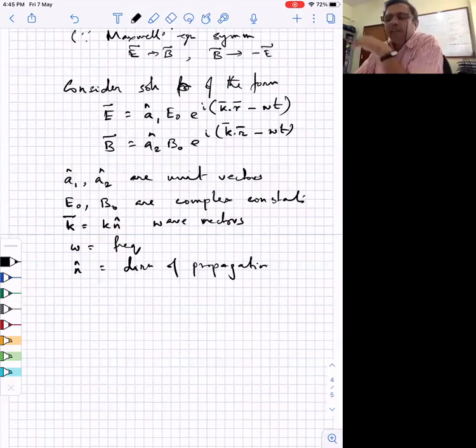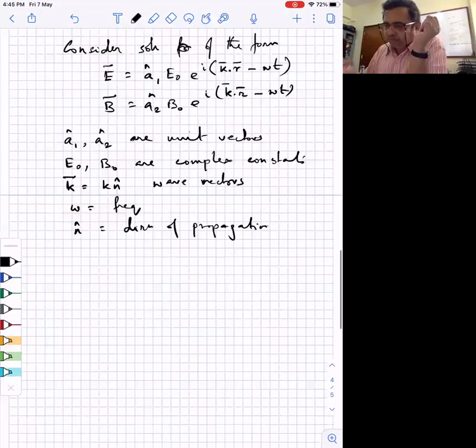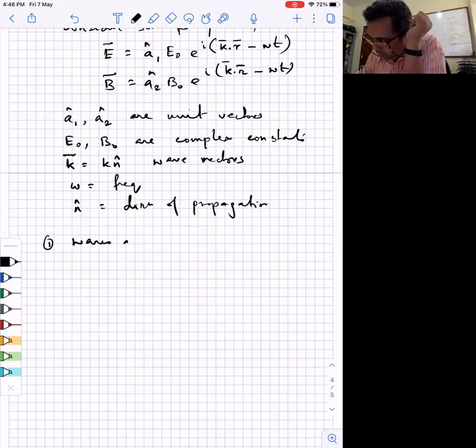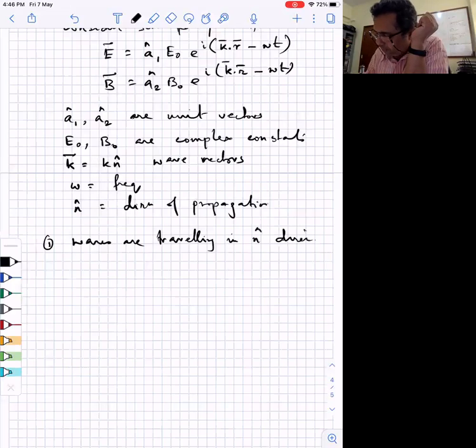But over here, just wait. You'll see how it comes. Okay. So at present, this is like this. Then a few things we can immediately say. Number one, these waves are traveling in the n cap direction.